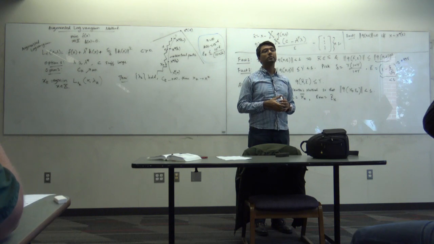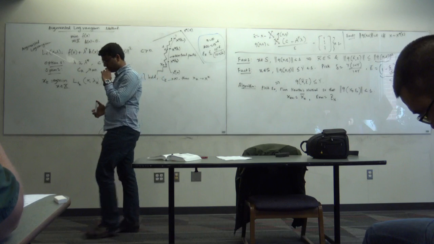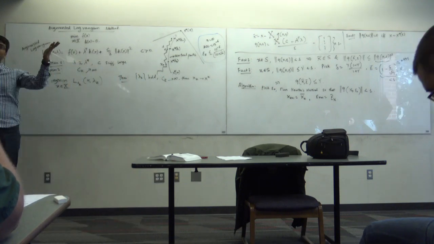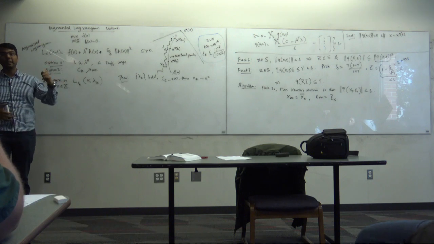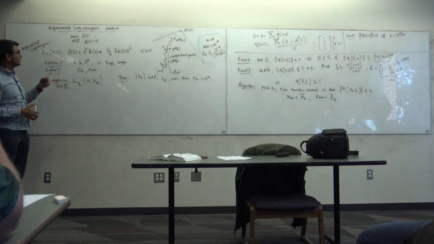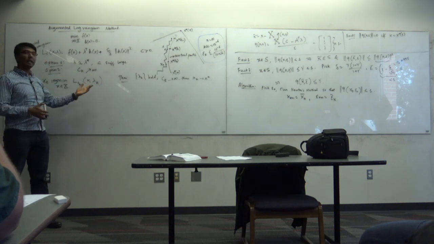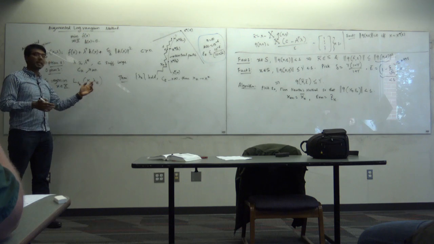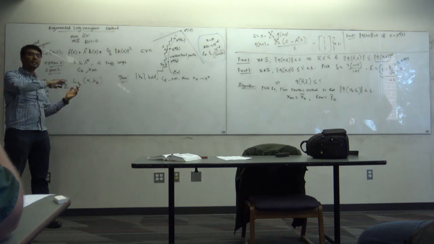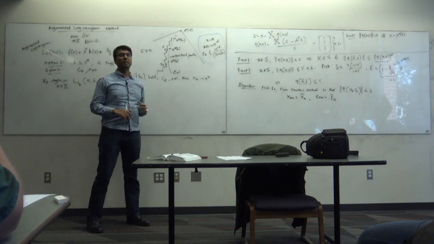Any thoughts? Okay, you don't know what lambda star is. So somehow you need to update lambda k. And with the augmented Lagrangian, what I'm saying is I don't really need to update lambda k. I can just pick lambda k to be constant. I can let ck go to infinity, and I will have xk converging to x star.